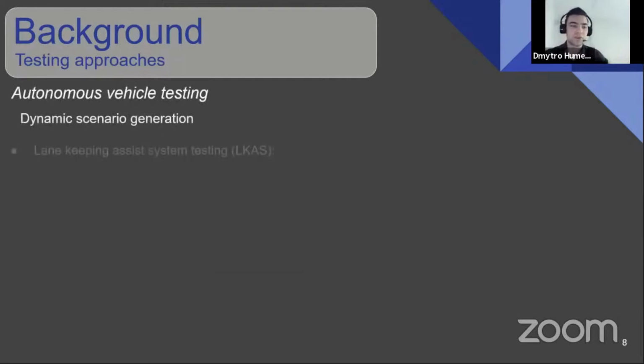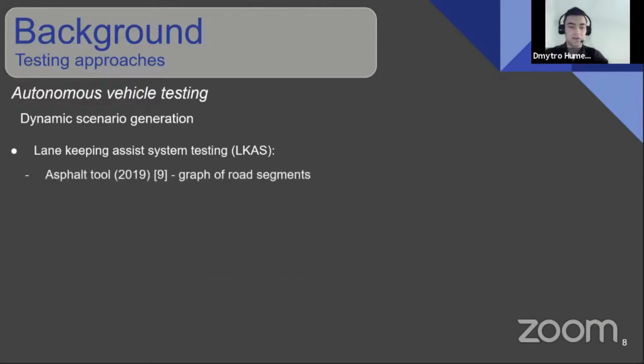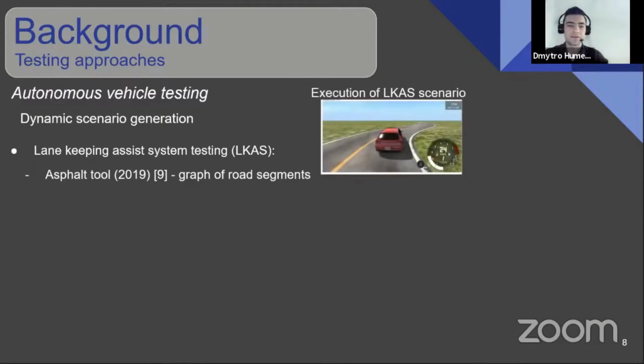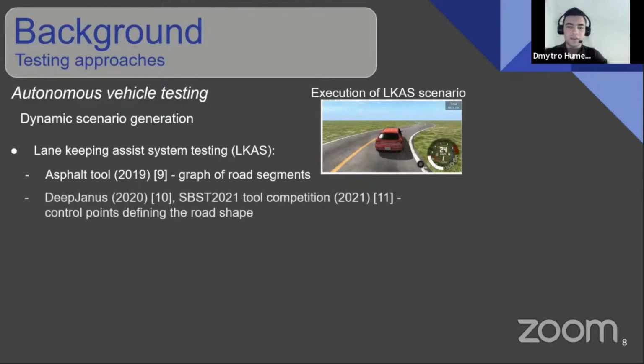So turning to dynamic scenario generation, in the literature there are mainly two categories of systems that are being tested. The first is the lane keeping assist system, where the goal is to generate a road trajectory that forces the car to go out of the lane. One of the known tools is the AsFault tool, which represents the road as a graph of road segments and applies transformations to the nodes of the graph.